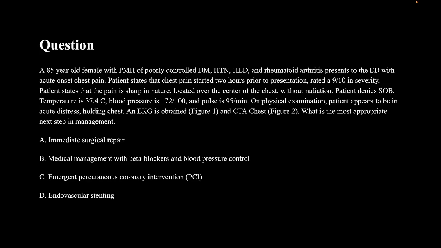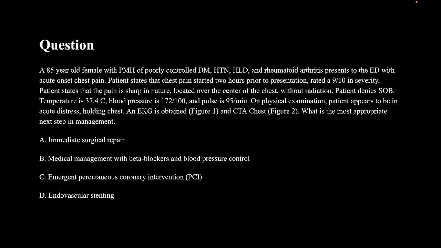Patient states that their chest pain started 2 hours prior to presentation. Pain is rated at 9 out of 10 in severity. Patient also states that the pain is sharp in nature, located over the center of the chest without any radiation. Patient denies shortness of breath. Temperature is 37.4, blood pressure 172 over 100, and pulse is 95 beats a minute. On physical examination, patient appears to be in acute distress, holding her chest.